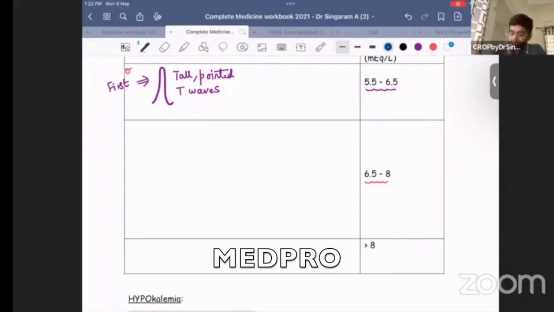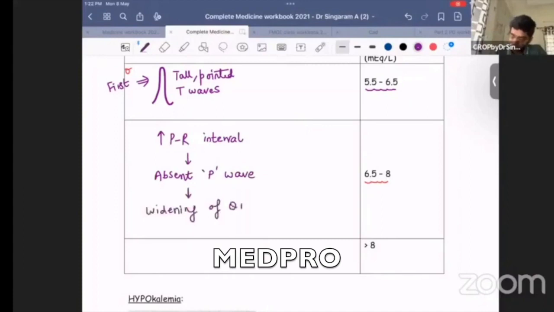It will be like a pattern. There will be an increase in the PR interval, which will be progressive. Following that, there will be an absent P wave when the potassium increases more. And finally, there will be widening of the QRS complex also. So the PR interval increase will occur, the absent P wave will occur, and then finally the widening of the QRS complex. This will occur one after another as the potassium keeps on increasing.